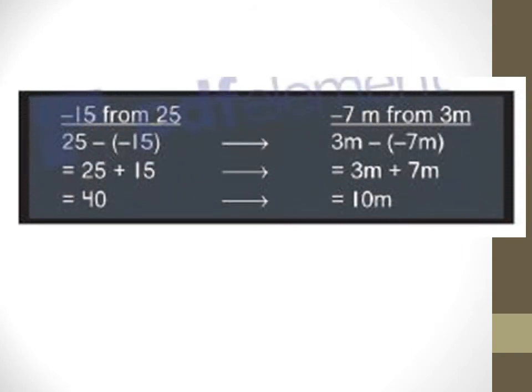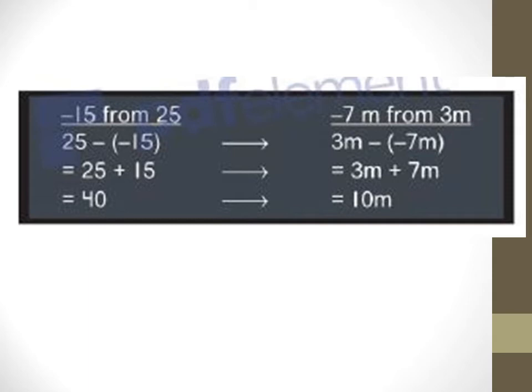Now consider this. The first part, we have to subtract minus 15 from 25, which we will write as 25 minus within bracket minus 15, which will give us 25 plus 15, which will give us 40. Now, how can we interpret this using variables? That means, how will we do this type of calculation in algebraic expression? Let us see.